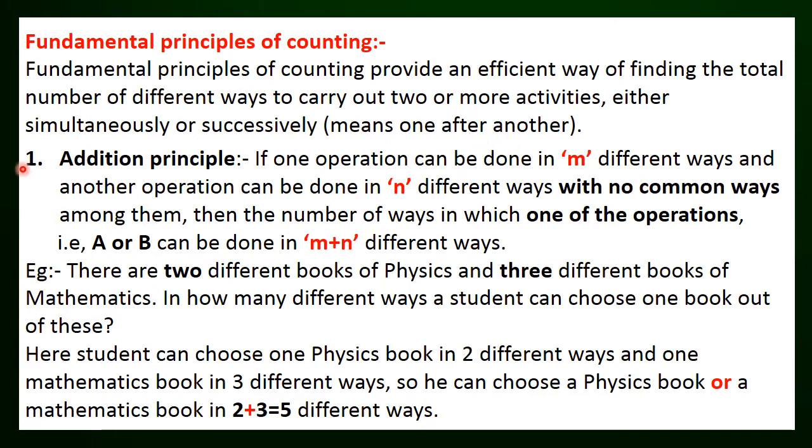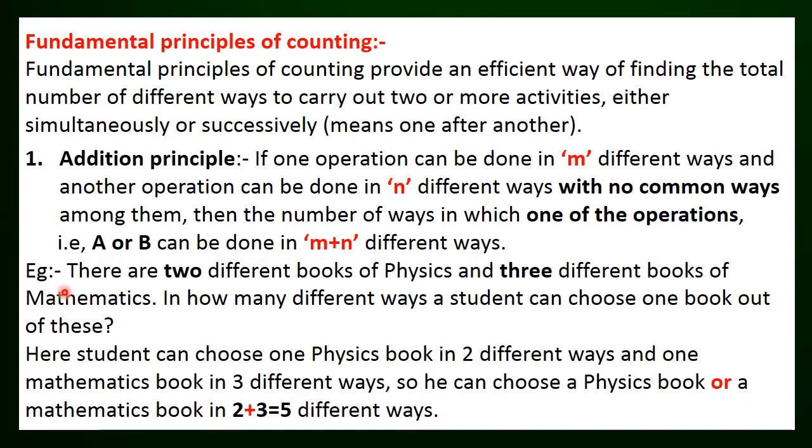First one, addition principle. If one operation or activity can be done in m different ways, that is, m can be any number like 1, 2, 3, etc., and another operation can be done in n different ways with no common ways among them, then the number of ways in which one of the operations, that is A or B, can be done is m plus n different ways.